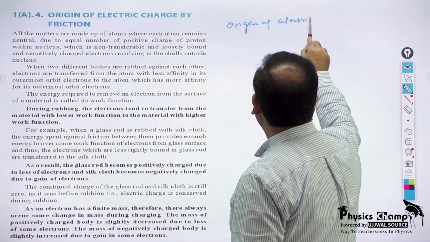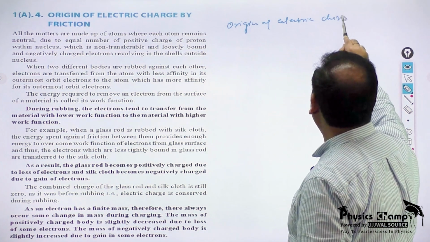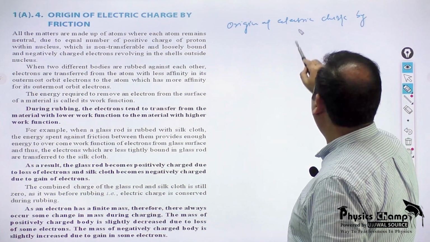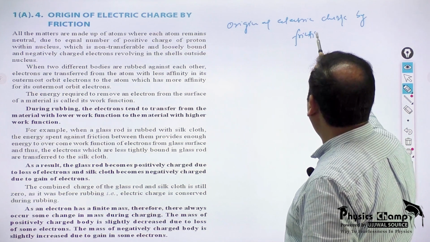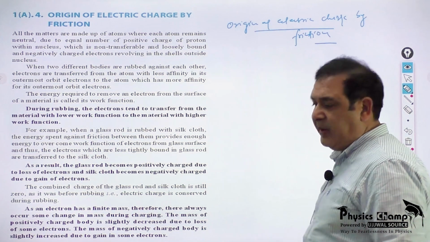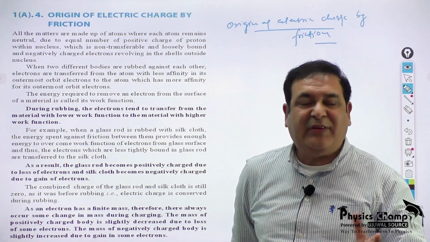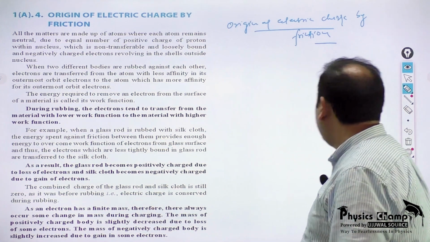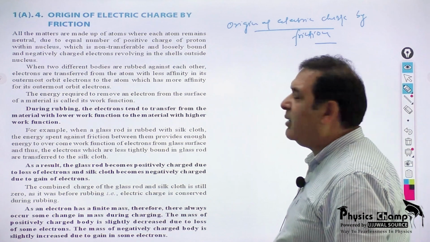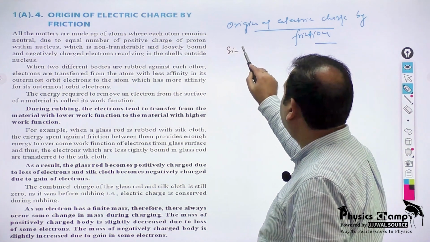So now we try to understand what is the origin of electric charge by friction. From where does this electric charge come? What is the cause behind frictional electricity? Now, in order to understand, I would take the example of, say, silicon 14.